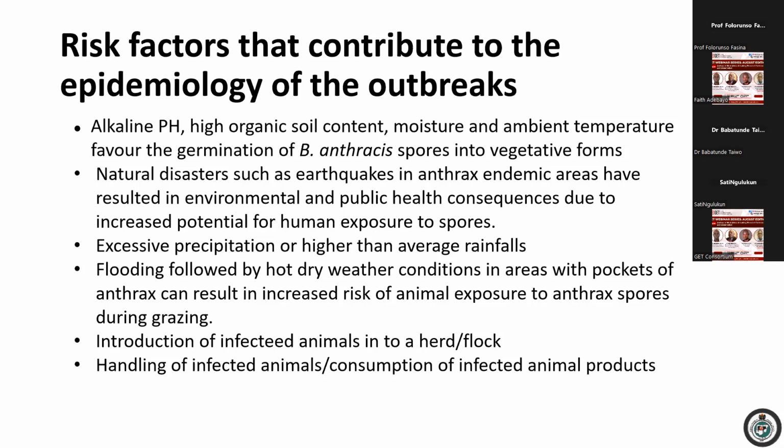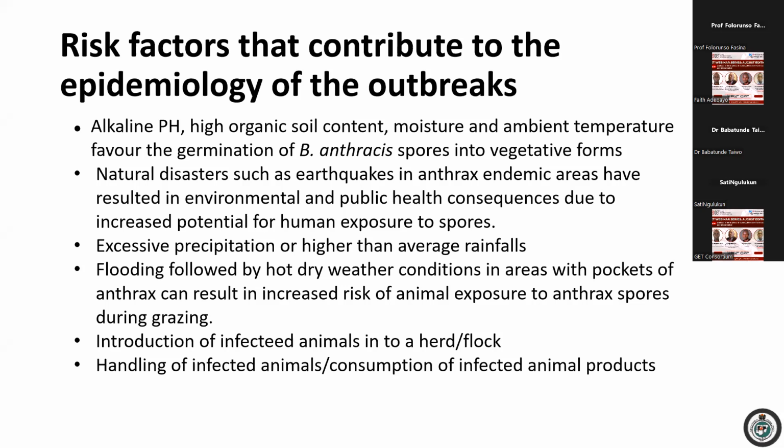Also, natural disasters such as earthquakes in anthrax endemic areas have resulted in environmental and public health consequences due to increased potential for human exposure, not just human exposure, but also animals. And this has been found especially in areas where there are earthquakes and other natural disasters because, like we've said, these anthrax spores could be in the soil or in the ground, and when activities bring up this underground soil, it exposes animals to infection.